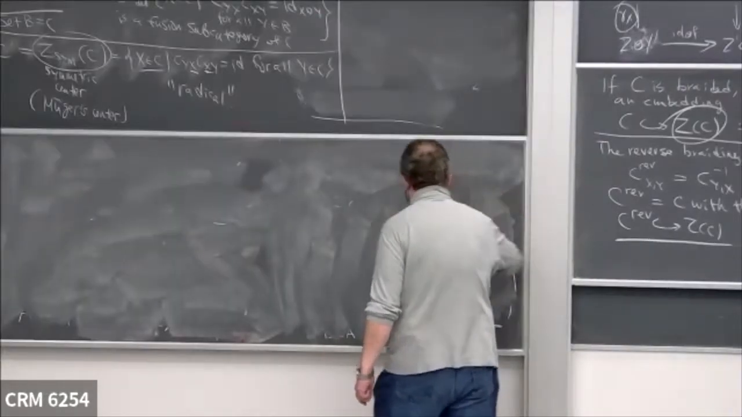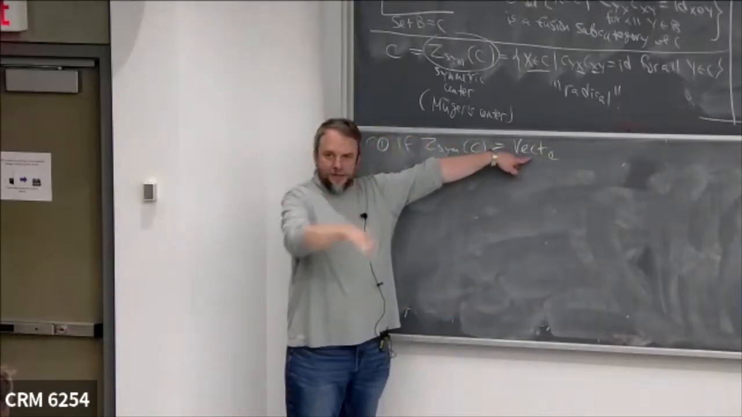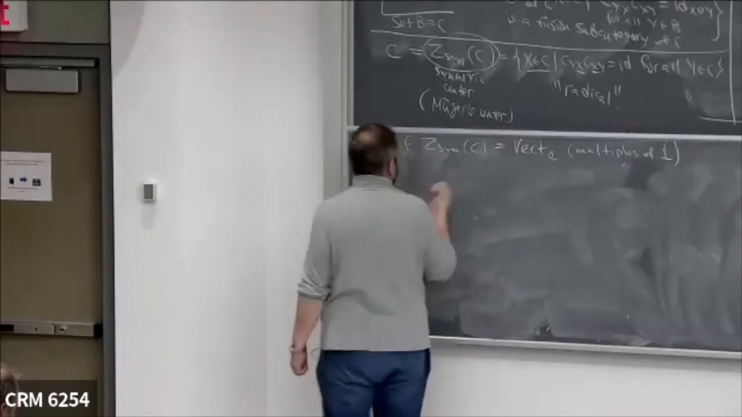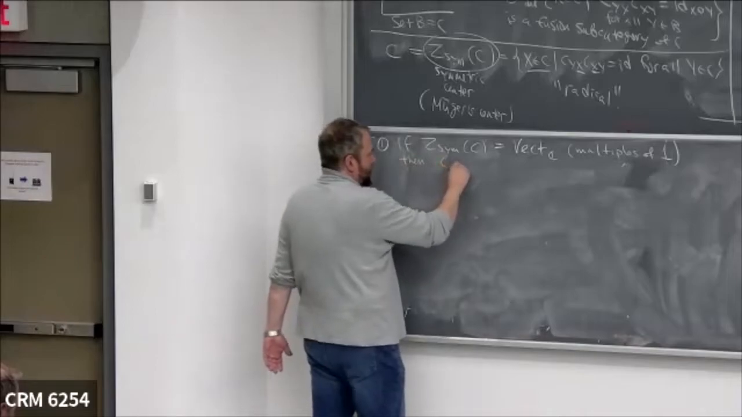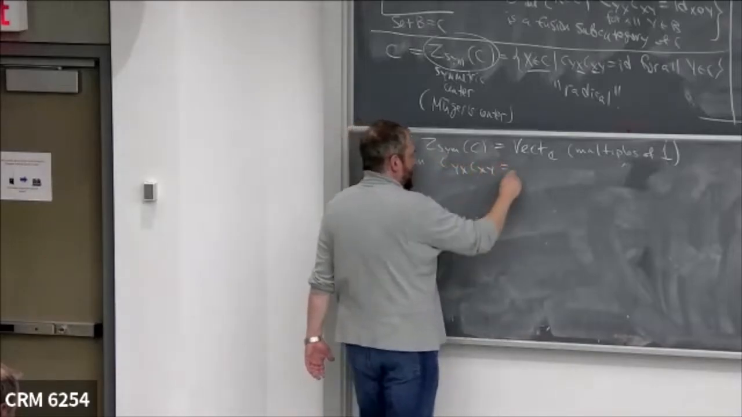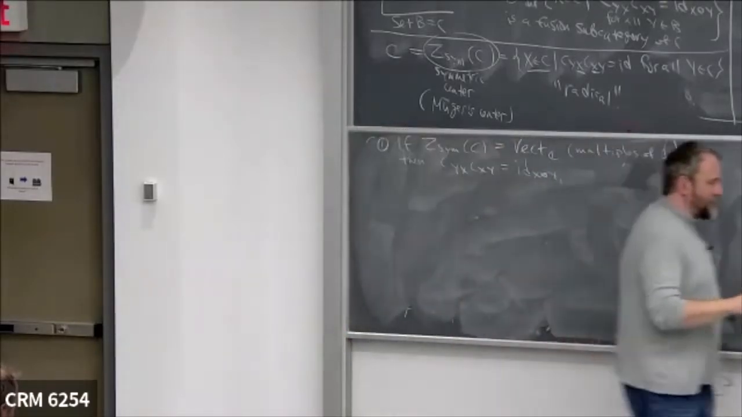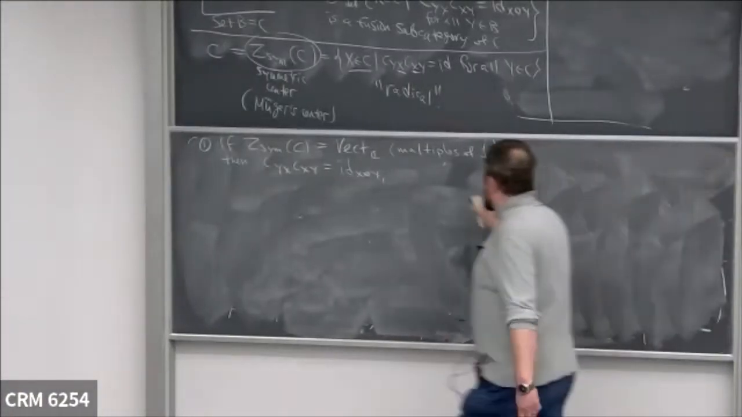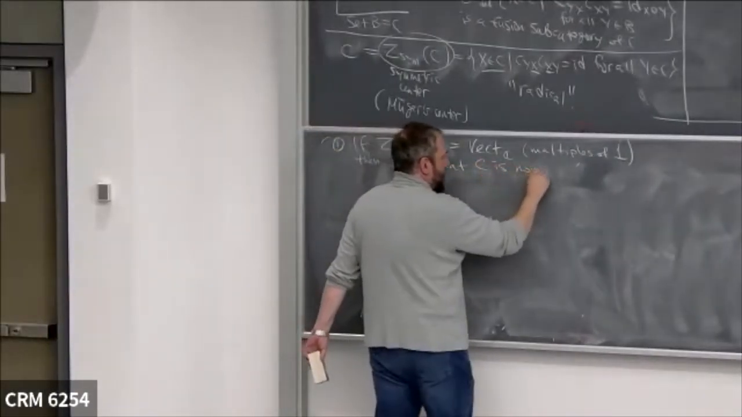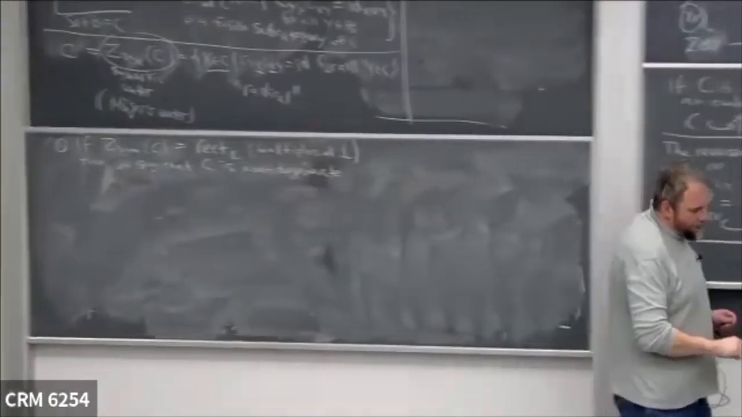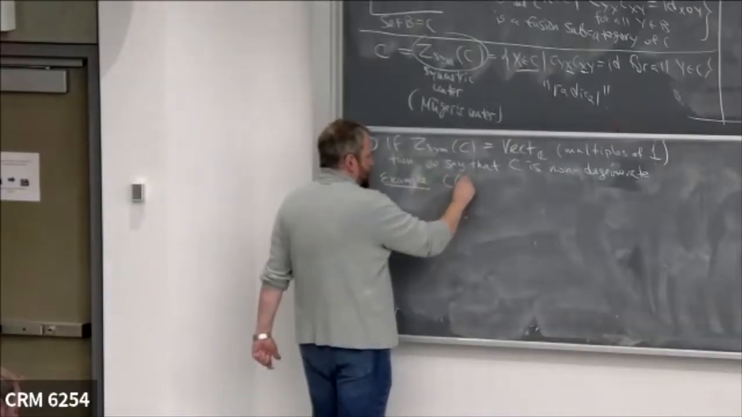If the symmetric center is trivial, just the smallest possible category, just multiples of the identity object, then what we have is that the squared braiding is identity. Sorry, that's not what I wanted to say. Then we say that C is non-degenerate. So these are the most interesting braided categories.